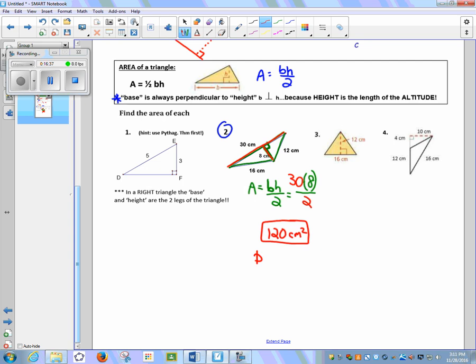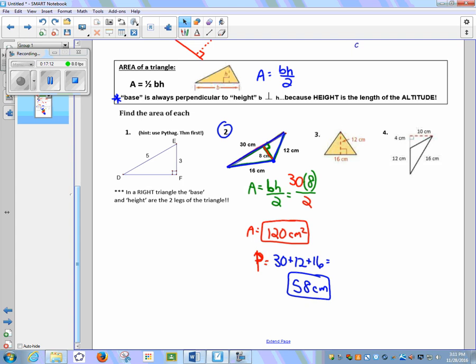Don't forget that perimeter, let's just do perimeter for fun here. Perimeter would be adding up all of the sides, the distance around the outside. So if you started at this point and you walked that length and then the next length and then the next length to get all the way around, you don't include the altitude obviously in that one. It would just be 30 plus 12 plus 16, which equals 58. And in that case, it's plain old centimeters, not square, because you're just talking about distance.